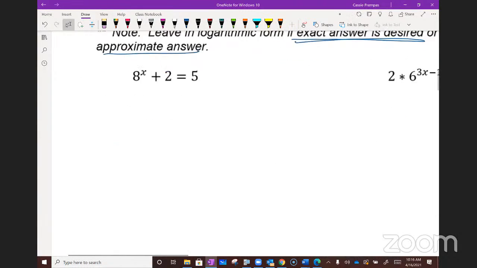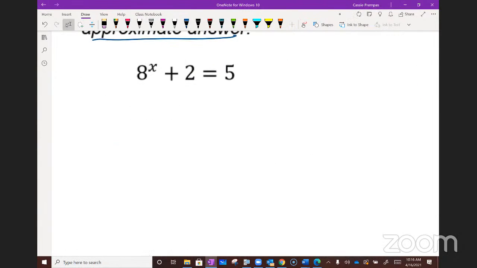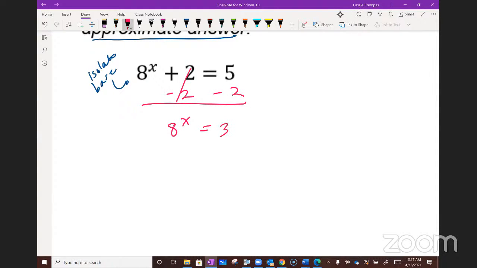So looking at this first equation, which one's the base? 8. We need to isolate that guy first. Isolate the base. So this plus 2, what do I do with that guy? Subtract it, awesome. And I get 8 to the x is equal to 3. Now here is going to be a big theme today. If you're stuck in one form, convert it to the other form. So I'm stuck. X is in the exponent. I can't divide by 8. I can't square root 8. So I'm going to convert to log form.